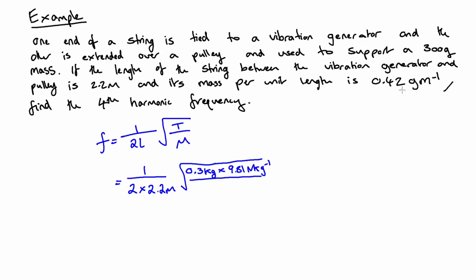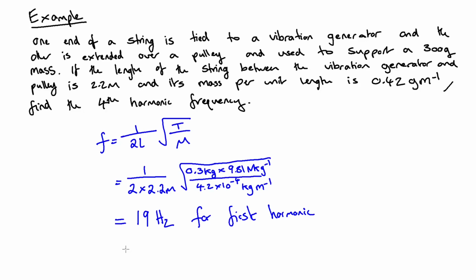The way to do that then, 0.42 to change from grams to kilograms, we're going to divide by 1,000. So that will become 4.2 times 10 to the minus 4 kilograms per meter. And let's work that out. When we've calculated that, we have 19 hertz. Now we must remember that that is for the first harmonic. The other harmonics appear at multiples of the first harmonic. So the fourth one is simply going to be 4 times 19 hertz, 76 hertz for the fourth harmonic frequency.